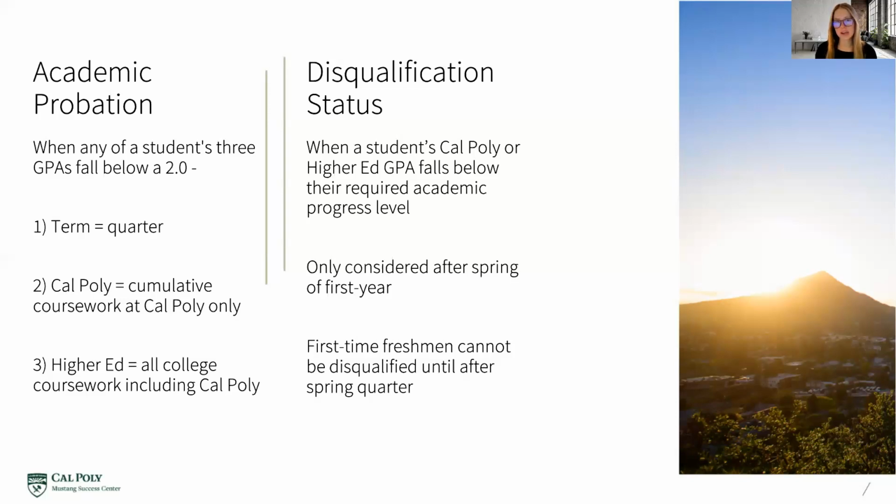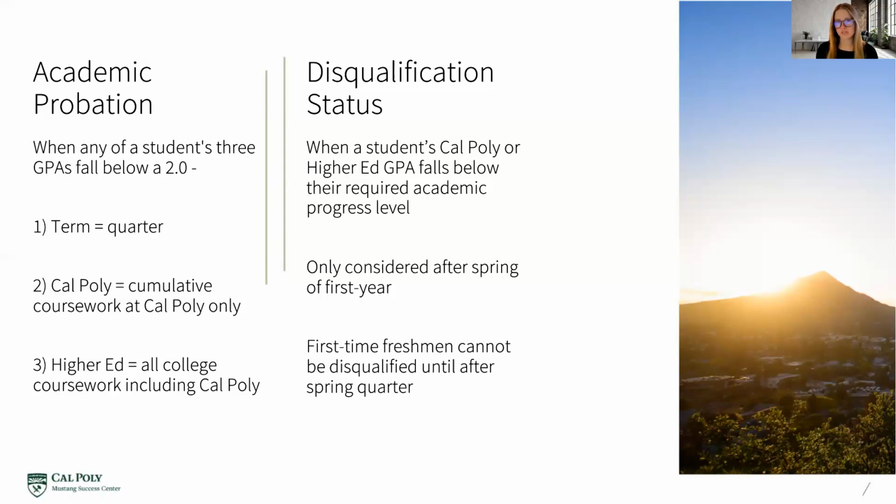And then the third one is your higher ed GPA, all coursework taken, including Cal Poly, but also outside of Cal Poly. And that's at 2-year institutions or 4-year institutions or anything like that. So if any of them or multiple fall below a 2.0, then for the next quarter until you get above a 2.0, you will be on academic probation status.